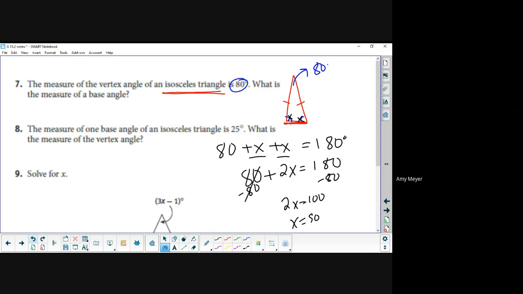Questions on this one? I know I'm done with X because that's what the base angle is labeled, and it says how big is the base angle. X is 50. Where'd you get 2X from? Because I'm adding 3 angles. Oh, those 2X's. Yep, they're both the same.